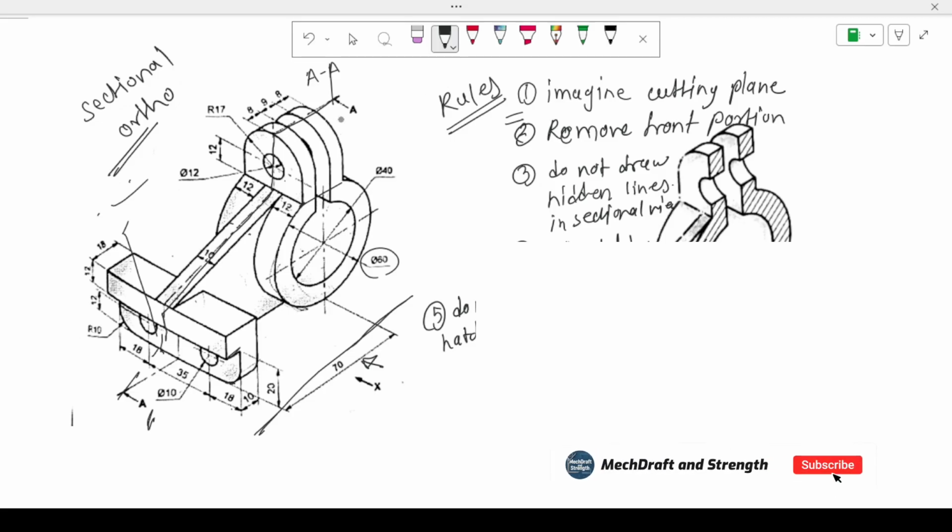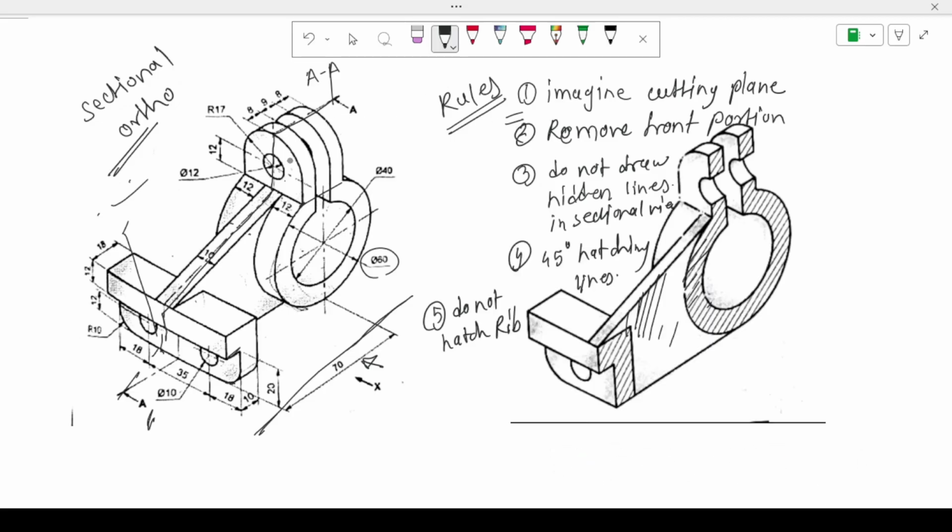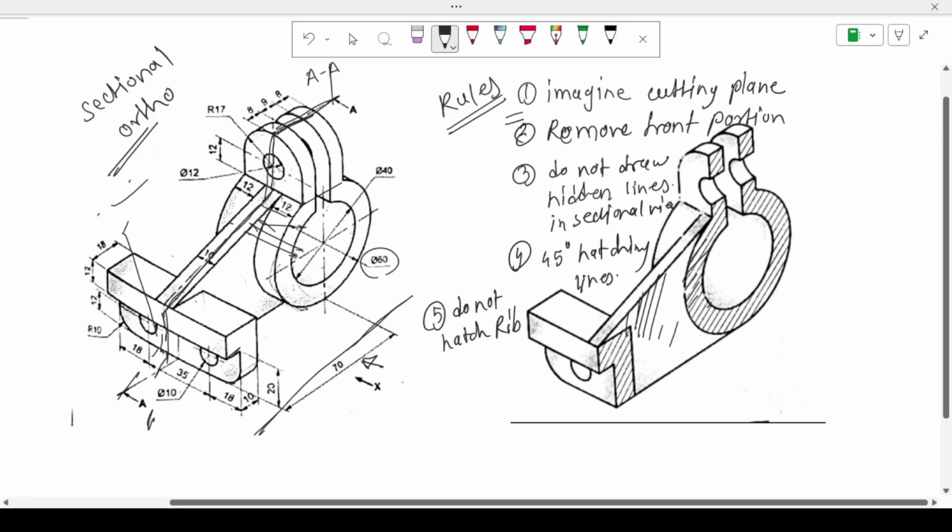Okay, then the second rule is remove the front portion. Means whenever you are imagining that this object is cut by this cutting plane, remove the front portion. Don't think about the front portion, because we have to draw the sectional front view of this object, right? So think about the remaining part. So this is our remaining part.